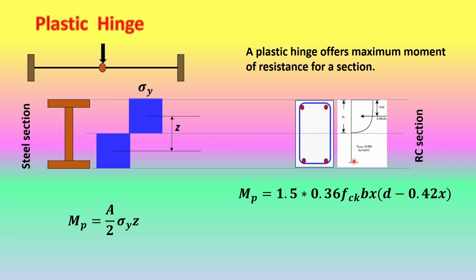We are applying a multiplier of 1.5 here because 0.36 fck b is for limit state design strength, where the partial safety factor of 1.5 was applied. If we multiply this by 1.5, the partial safety factor is eliminated, and this becomes the maximum plastic moment of resistance for the section. Incidentally, this is also the characteristic moment of resistance for the section. So, in the plastic hinge, we get the maximum resistance in bending out of the section.